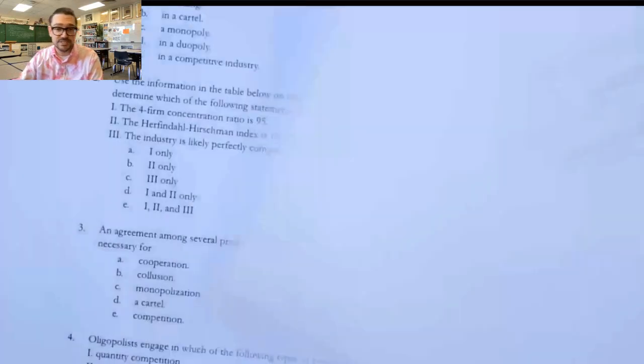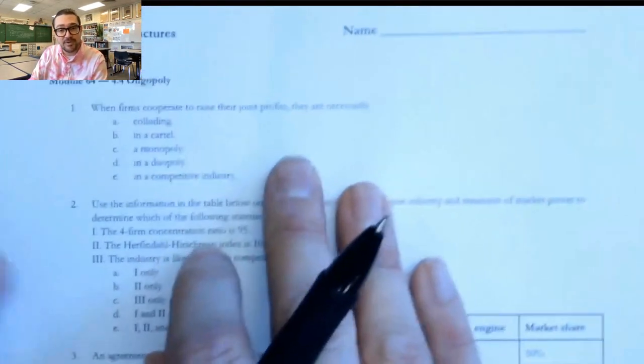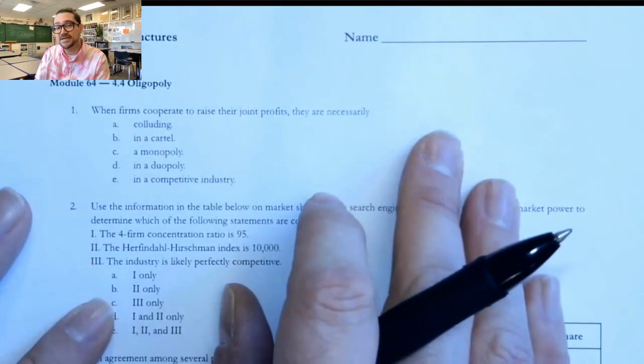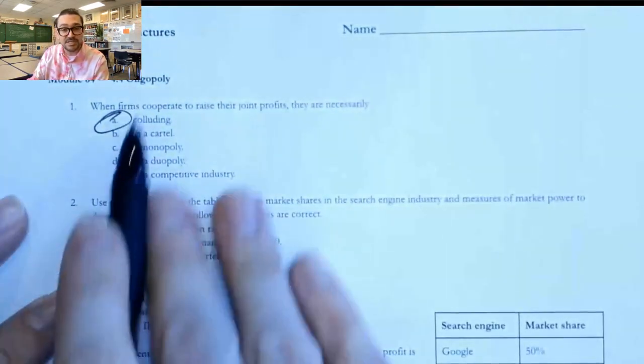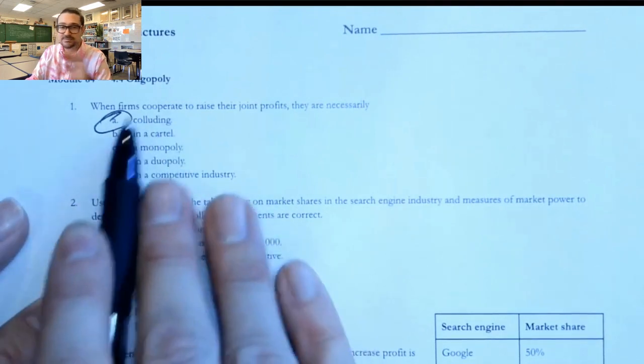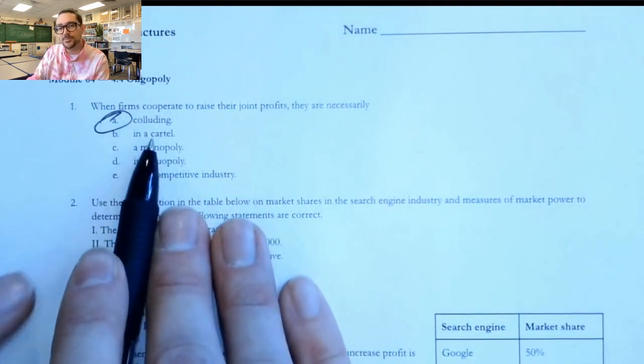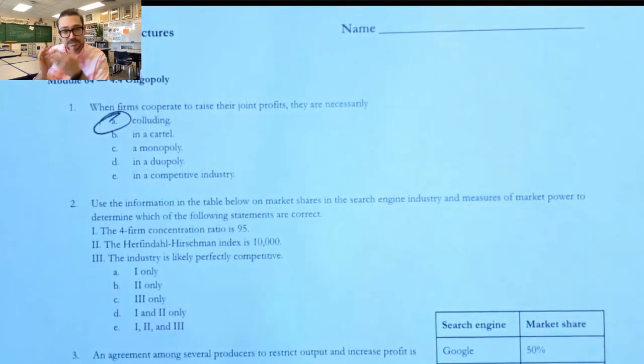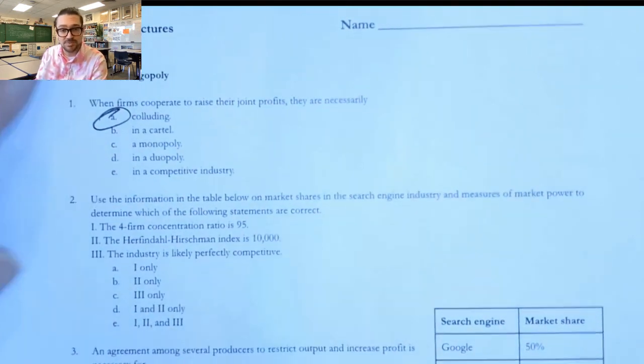Let's take it with multiple choice. Number 1, when firms cooperate to raise their joint profits, that's the definition of collusion. It's not a cartel. Common misconception, right? When they're just cooperating, that doesn't necessarily mean they're in a cartel. Cooperating can take a lot of different forms. Take a look at Module 64 to see what those would be.